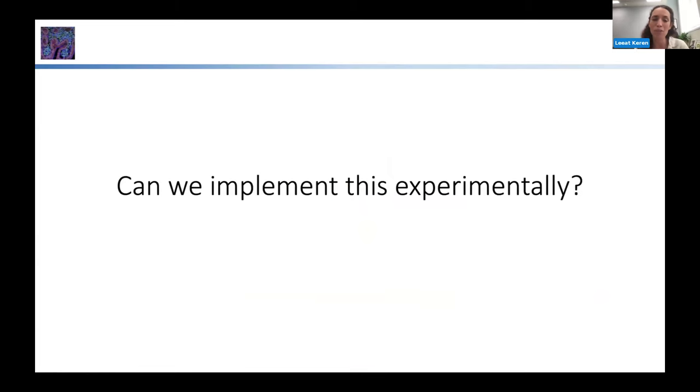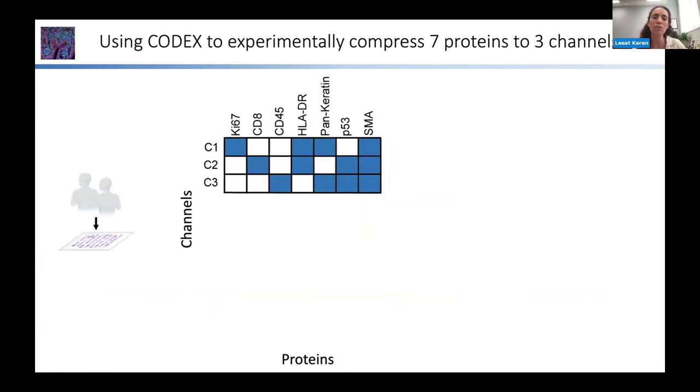Of course, the next big thing was to see if we can implement this experimentally. So I'll rush a little bit here for time. What we did is we used CODEX and built a system in which we experimentally compress 7 proteins to 3 channels. Importantly, these are proteins that are a very plausible immune oncology panel, and they also should be co-expressed, okay? So CD8 and CD45 should be co-expressed, Ki67, P53 should be co-expressed. So it's not an easy test case, okay? It's a realistic test case.